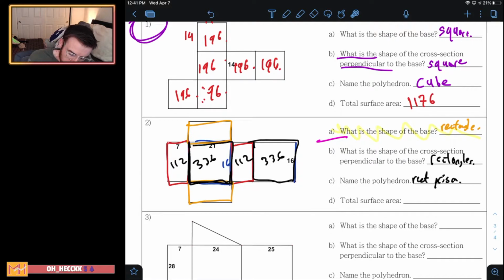And then what are the dimensions of this box? Well, this piece and this piece are going to fold together and meet up, right? So this 7 is the same as that. 7, 7. And then this is 21. So 7 by 21 is 147. And when you add it all together, 147 plus 147 plus 336 plus 336 plus 112 plus 112 is 1,190.